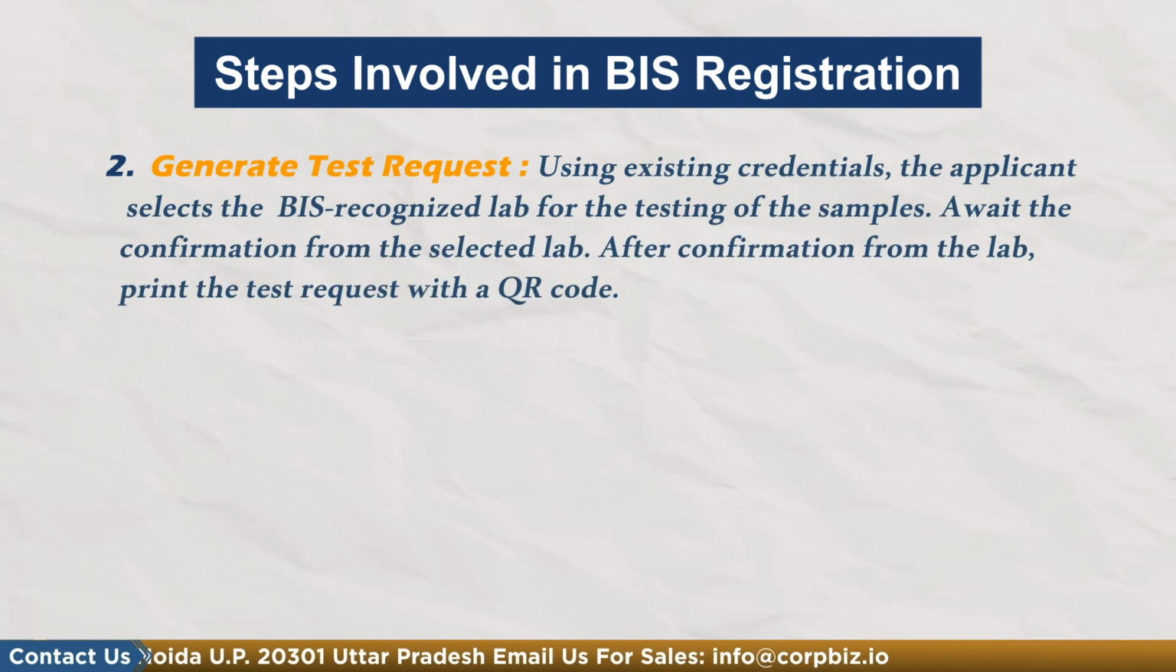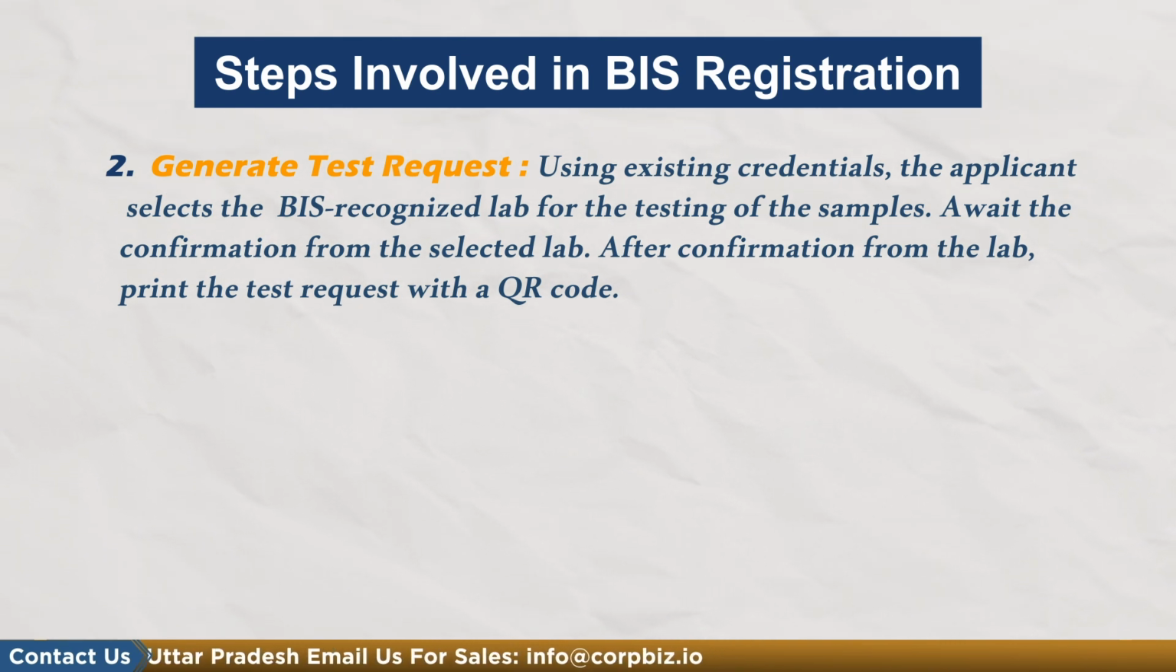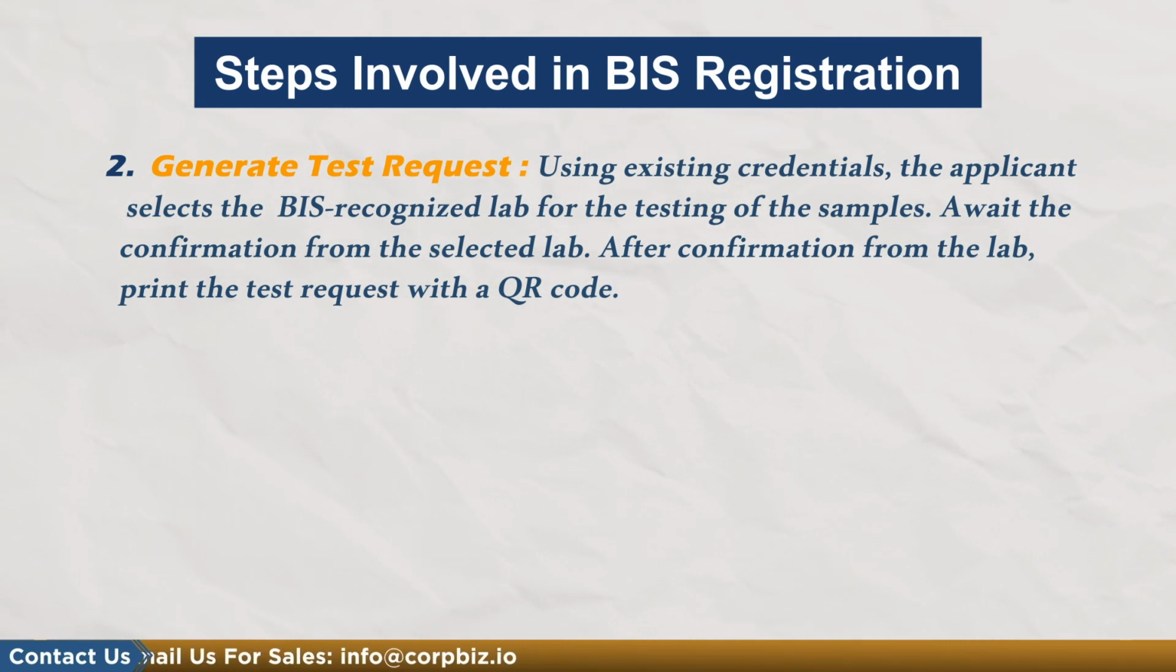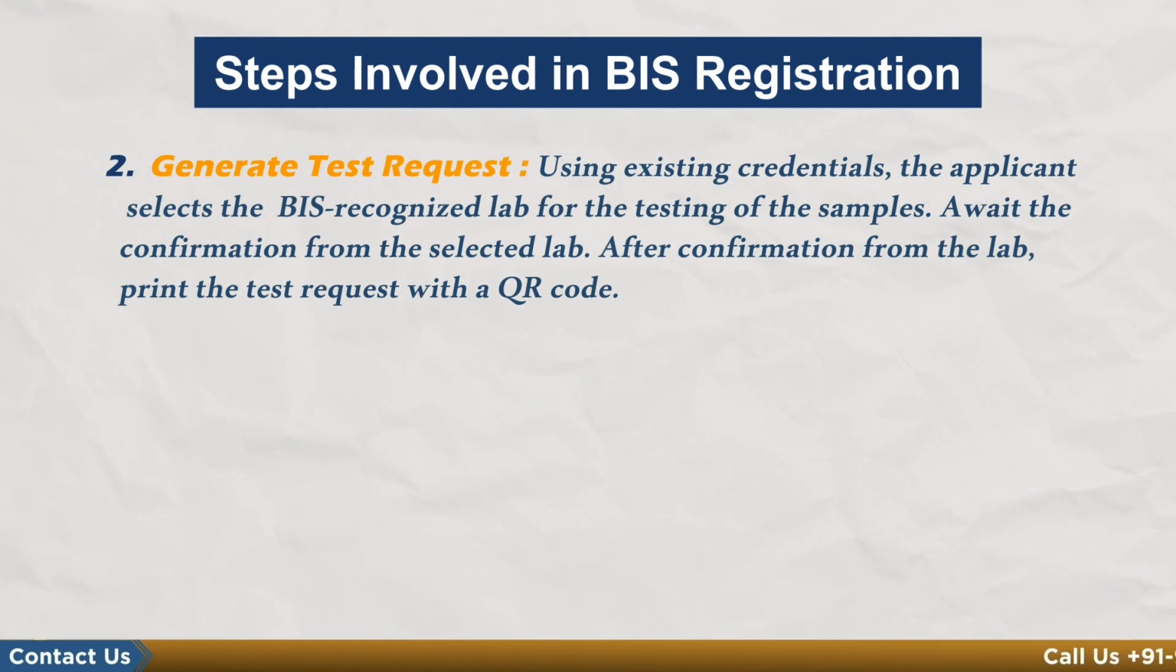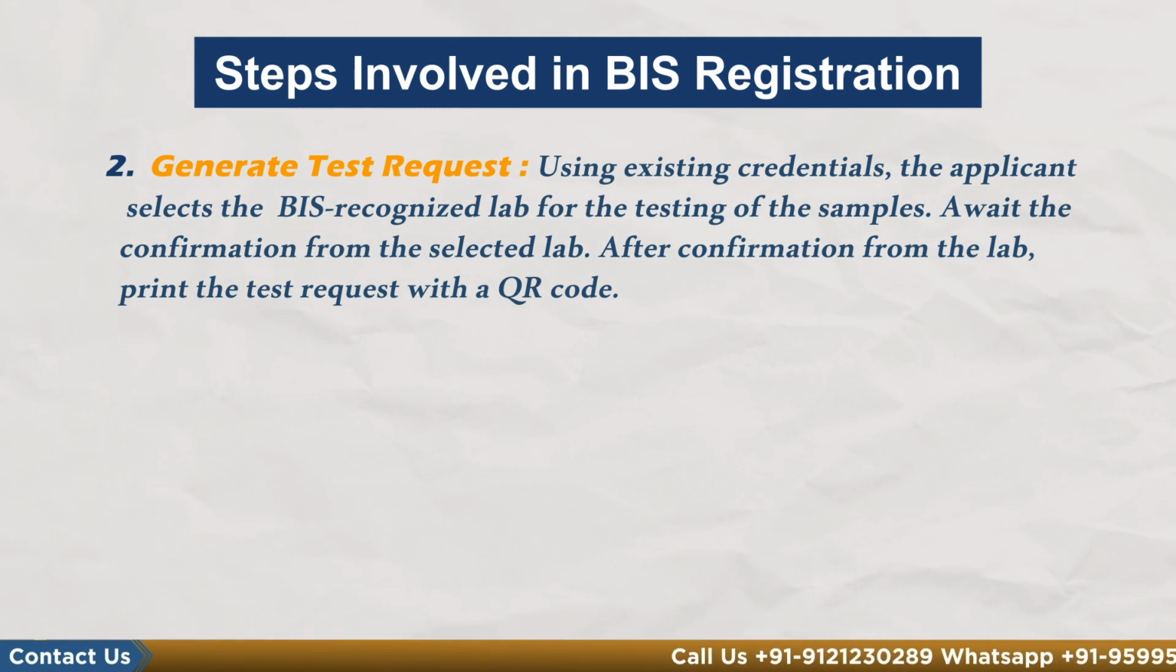Second is to generate a test request. Using the existing credentials, the applicant selects the BIS recognized lab for the testing of the samples. Await the confirmation from the selected lab. After confirmation from the lab, print the test request with a QR code.